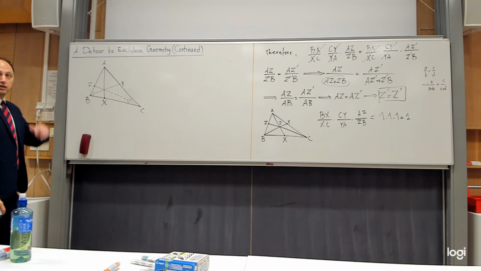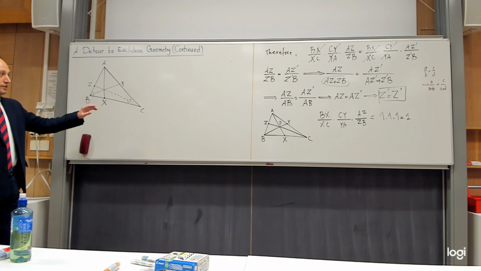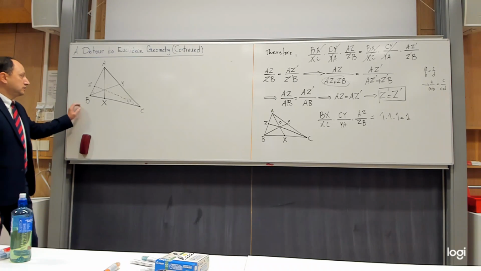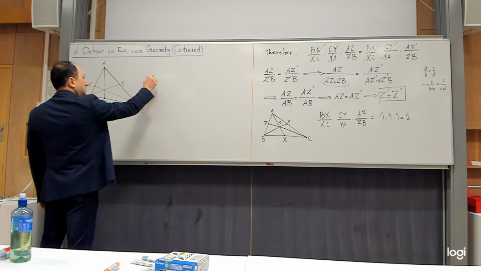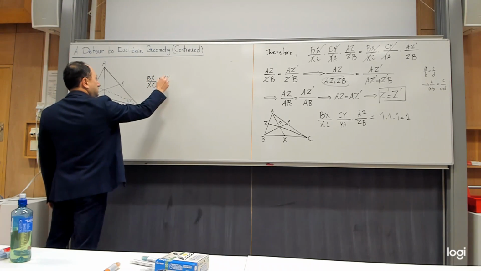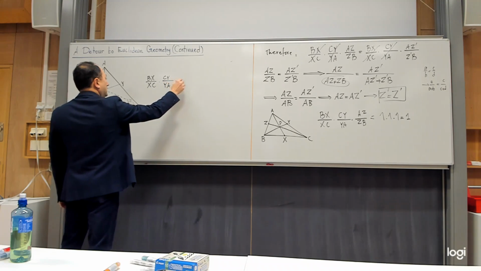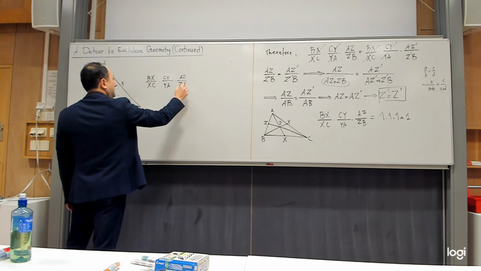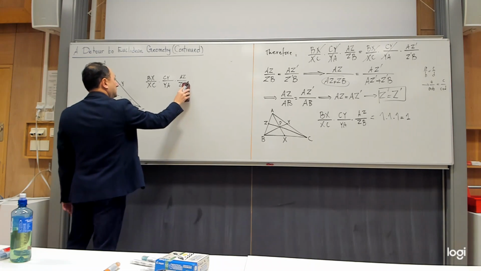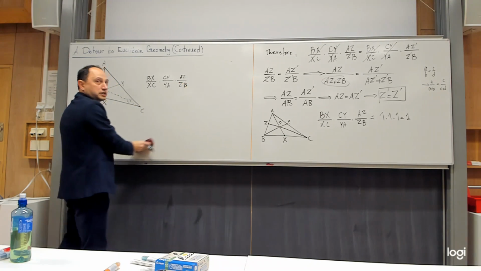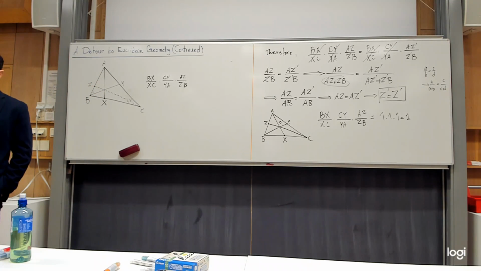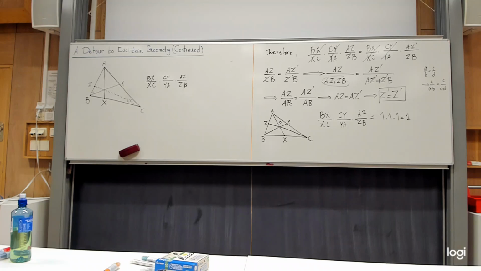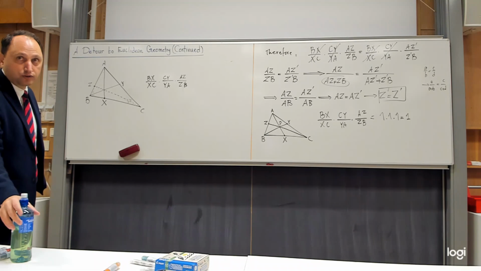Okay, why are they concurrent? Let us see if the converse of Ceva's theorem will help us or not. So I need to calculate Bx over xC multiplied by Cy over yA multiplied by Az over zB, and hope that I can show that this product is 1. But this is also simple. I don't know, do you know how to do that, if these are angle bisectors? We studied that before, and that's a Math 2C theorem.